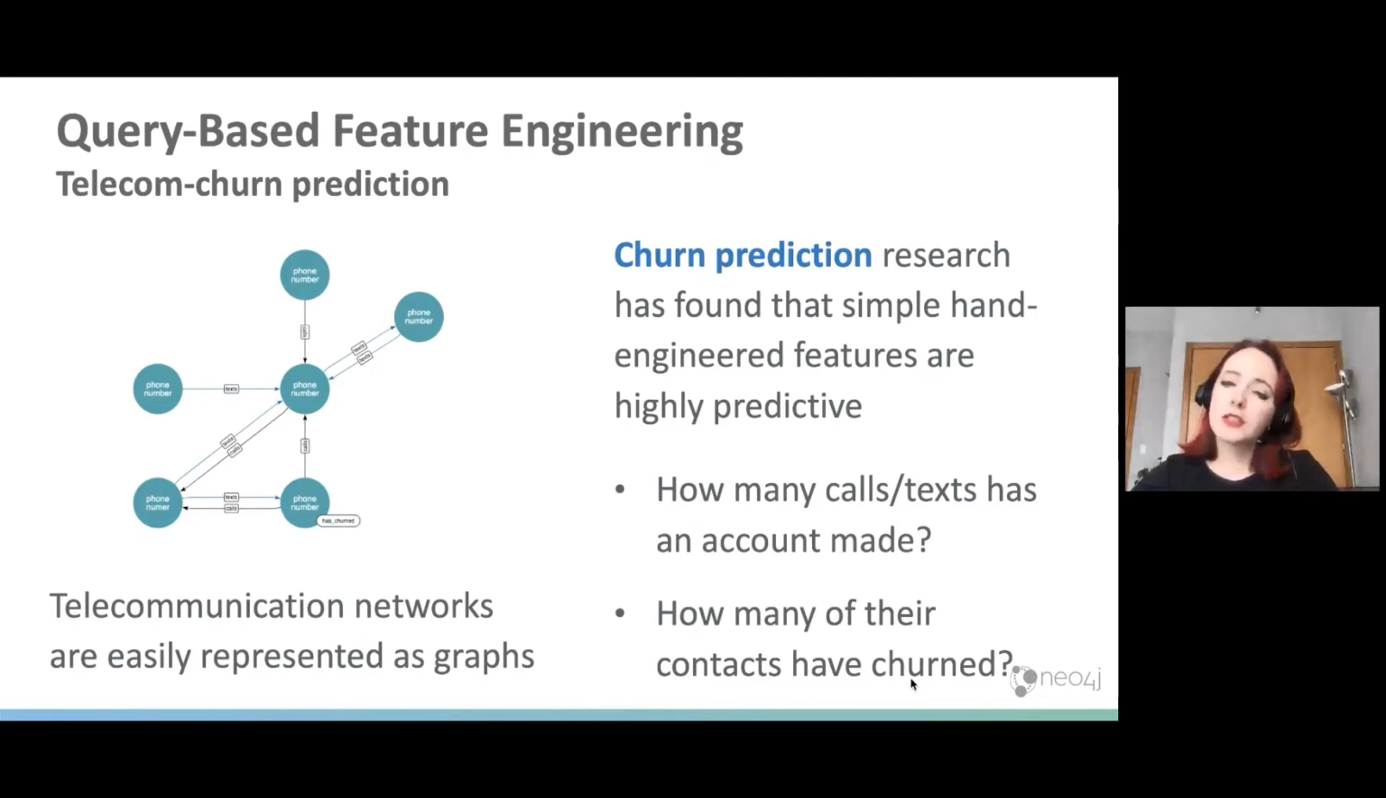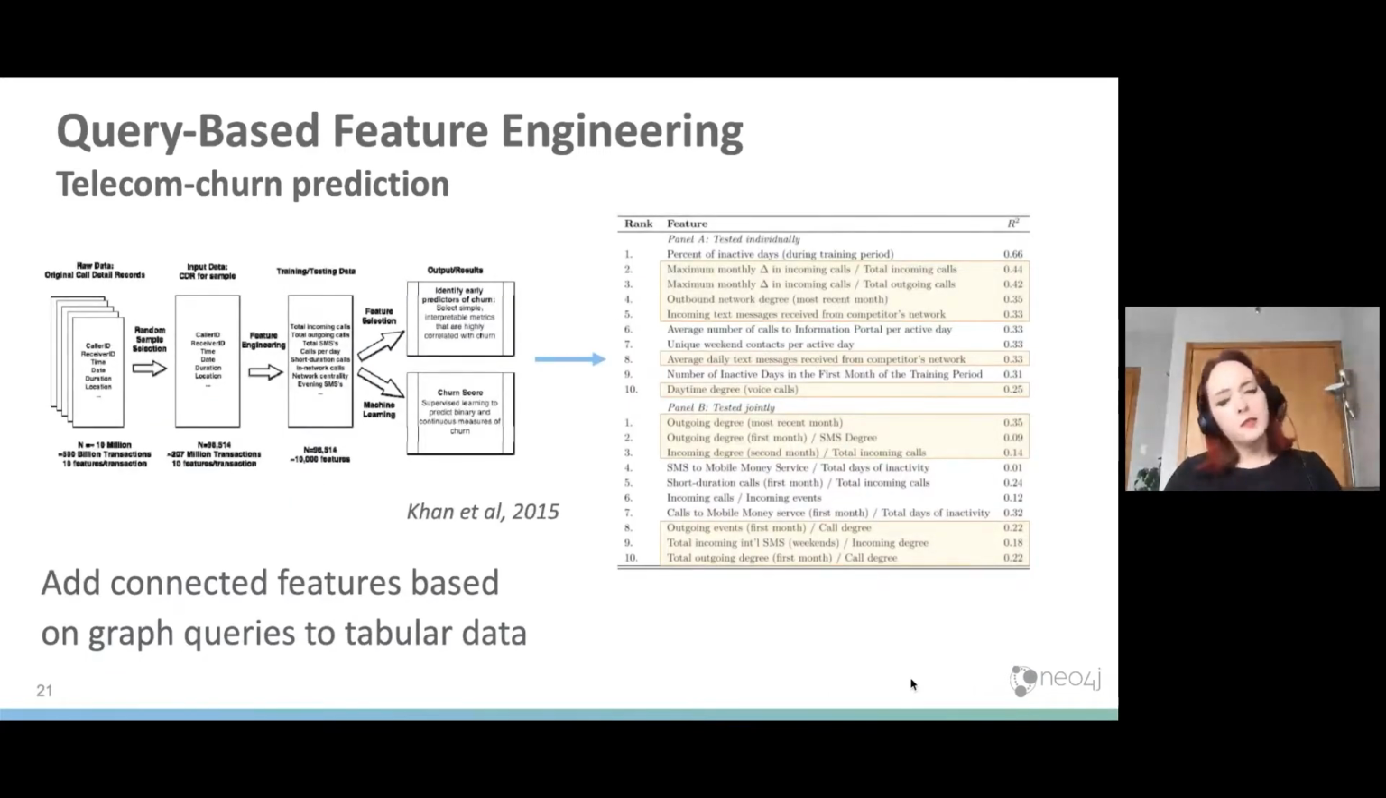Research in this space has actually found that simple hand-engineered features are really highly predictive. These are things like, I have my graph and I want to know how many calls or texts this account has made and to whom, and how many of their contacts in this graph at 1 or 2 or 3 hops have churned. And this is from a paper by Khan et al.